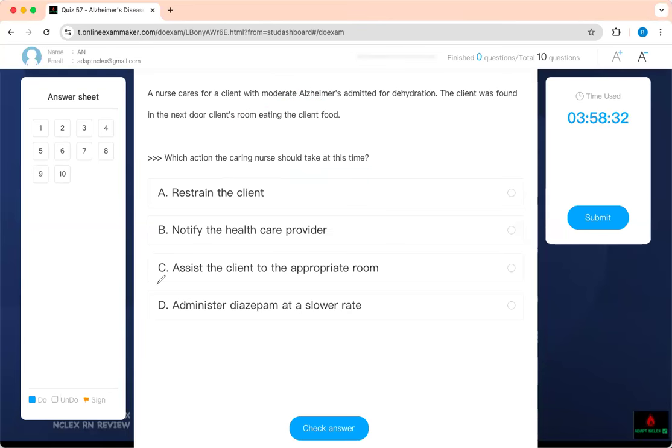Patient is being admitted to another place. You find the patient in another patient's room trying to eat the other client's food. Patient has moderate Alzheimer's disease. They are usually confused. They wander around. They have anxiety. They may sundown. All of this, you cannot negotiate with this patient. Restraining will make them more frustrated. Notifying the care provider does not fix the problem.